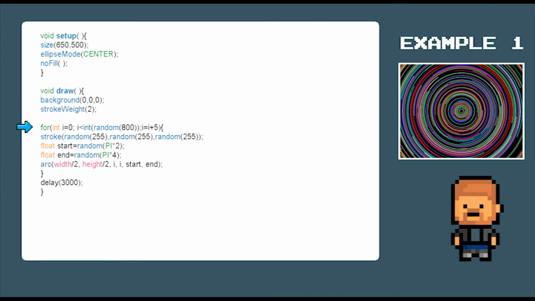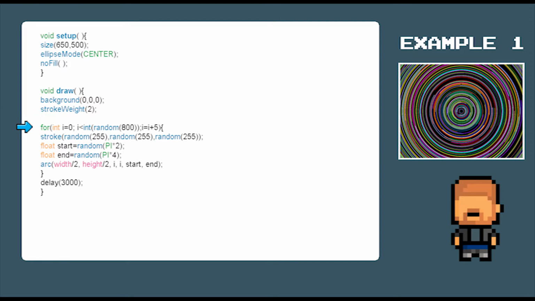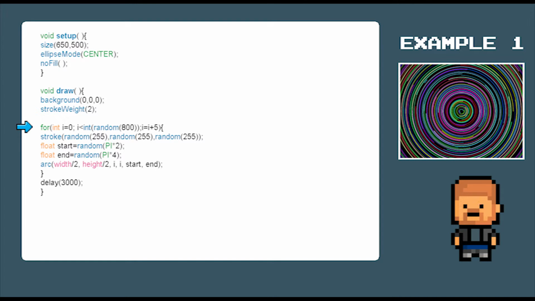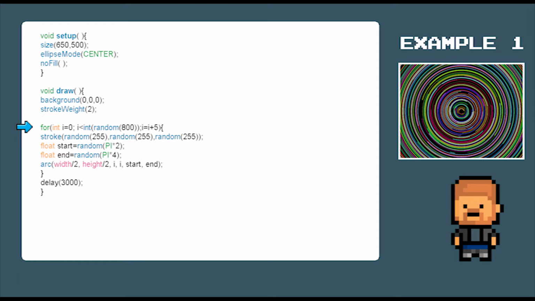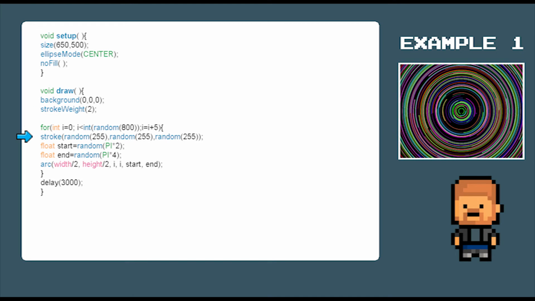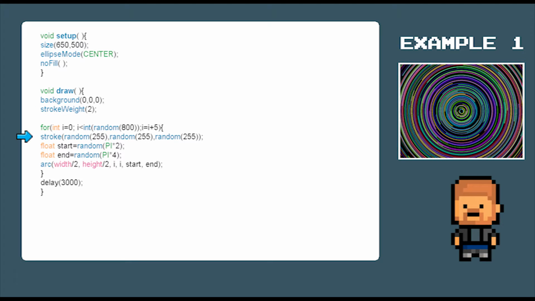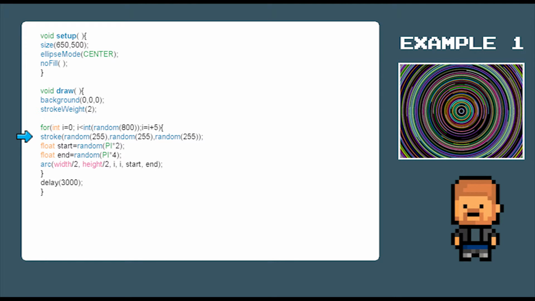We now create a for loop which counts from 20 to 800 with a step of 5, by using for (int i = 20; i < 800; i = i + 5). This creates a small gap in between the circles, which you'll see later. We now randomize the brush color by using stroke(random(255), random(255), random(255)). This creates a random R, G, and B value and assigns it to the brush that creates the outline.